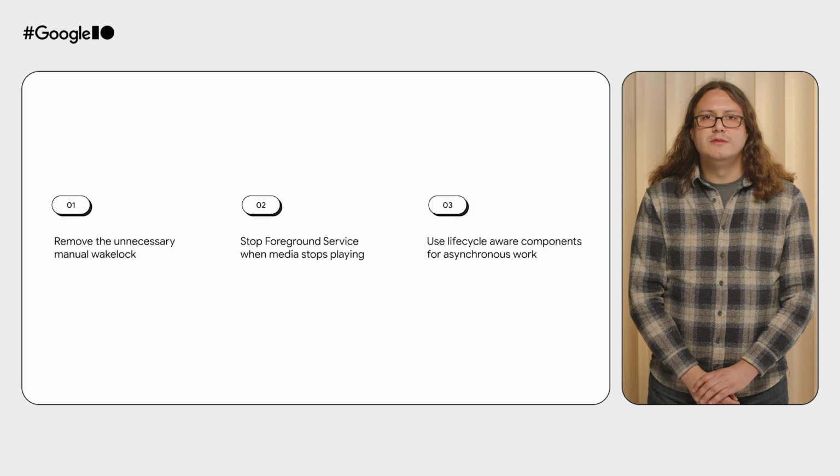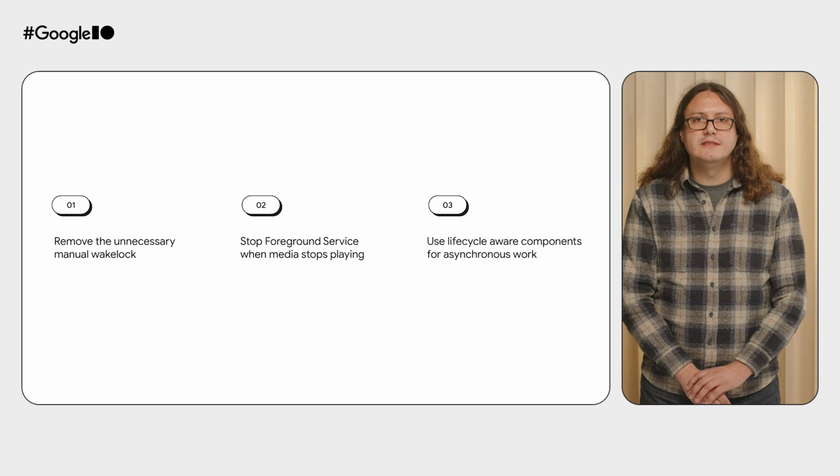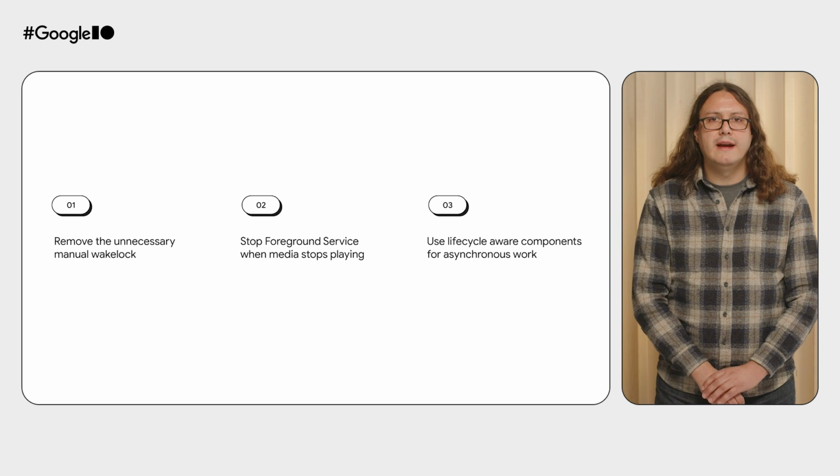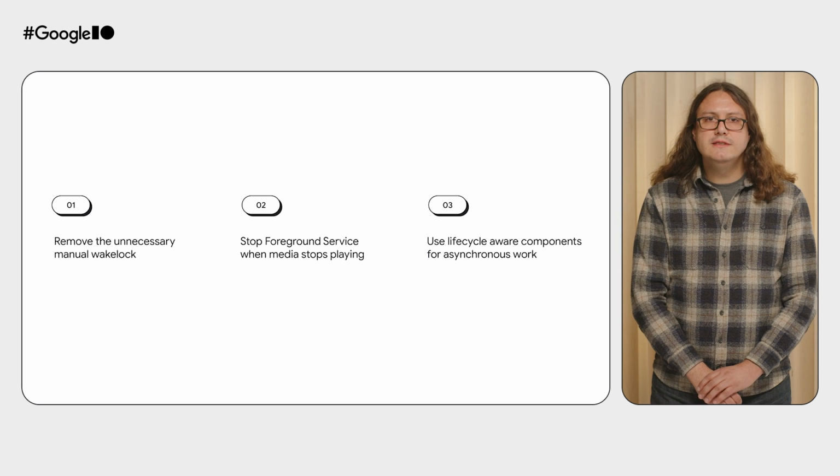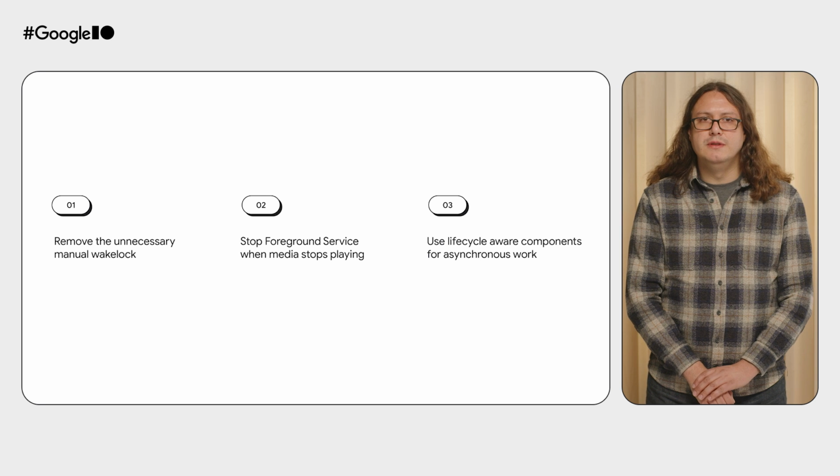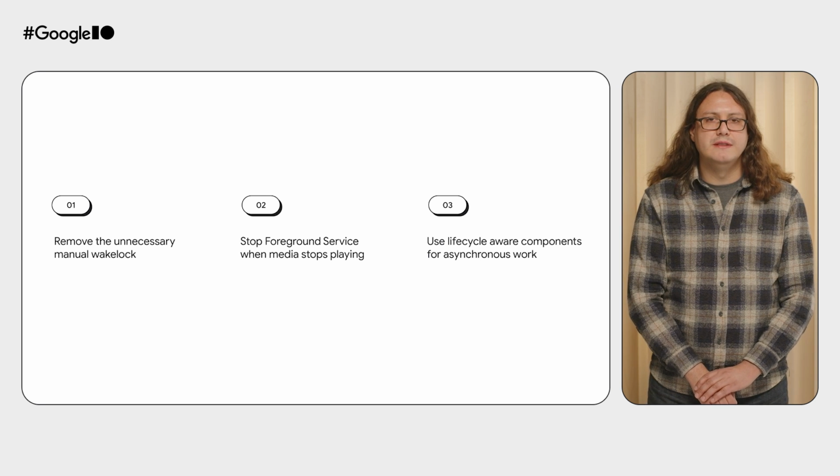Number three, the 20-second recurring network activity is tied to the application scope instead of the view or activity scope, which causes the network request to keep happening even when the app is no longer visible. This is why it's so important to ensure your network requests are tied to lifecycle-aware components.